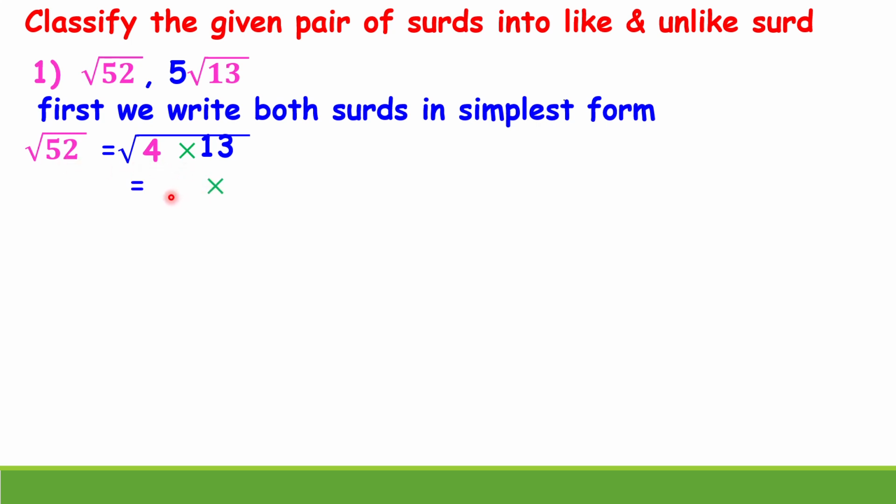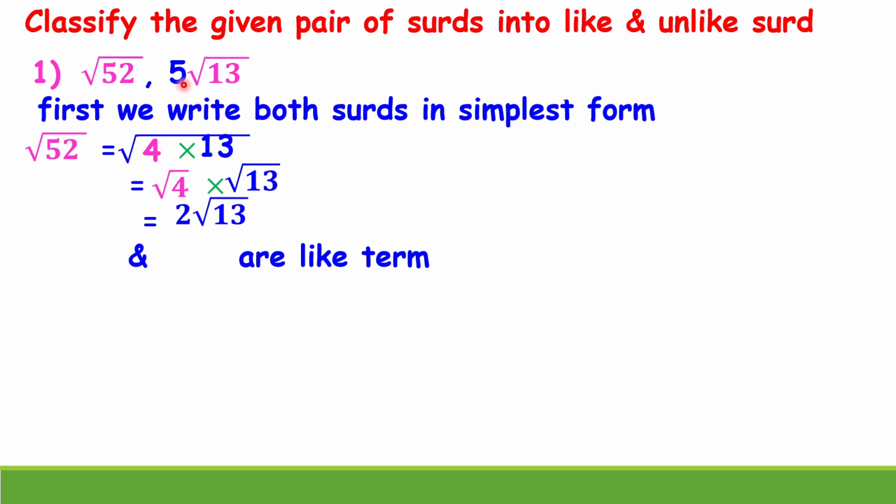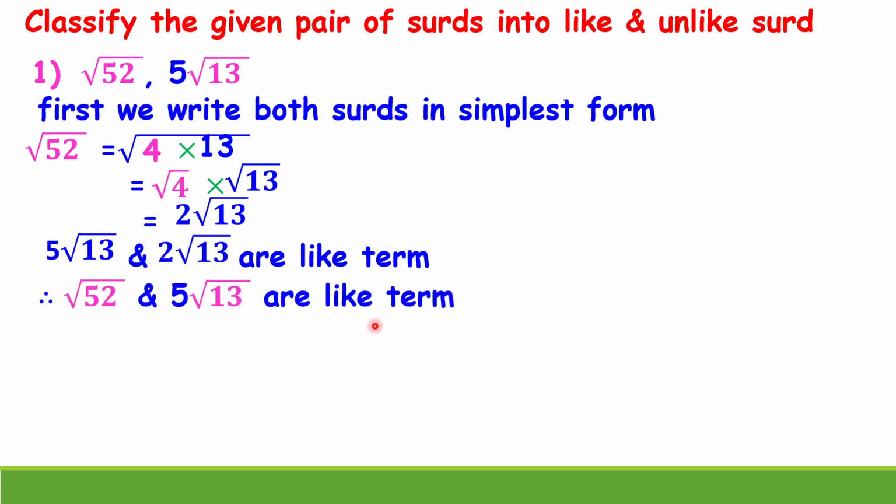Taking separate square roots, that means root 4 into root 13, but 4 is the square of 2. Therefore root 4 is equal to how much? 2 into root 13 as it is. Here the second surd is already in its simplest form because the order of the surd is minimum and we can't find the factors of the radicand. Therefore 5 root 13, which is the second surd, and the simplest form of the first surd, 2 into root 13, are like terms. That means root 52 and 5 root 13 are like surds.